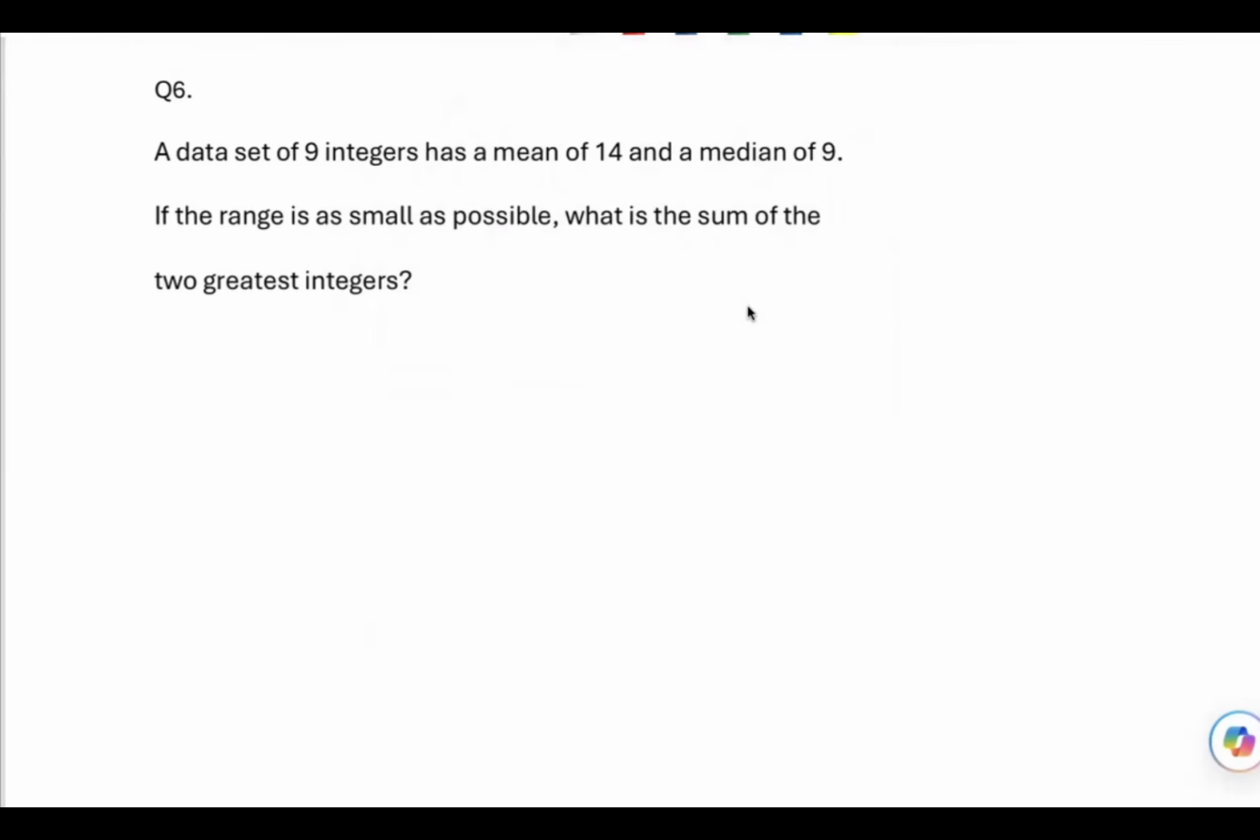Question 6. If you don't know how to answer this kind of question, I want you to stop the video, answer it on your own, and see the way I'm going to approach it, because it's very, very important. They are straightforward but critical thinking. A data set consists of what?